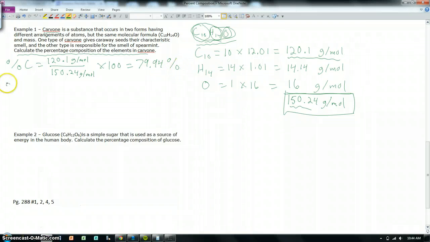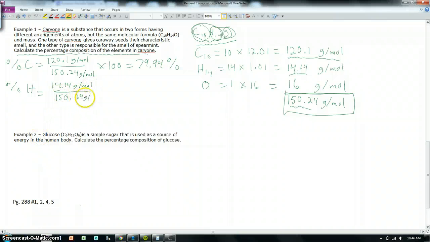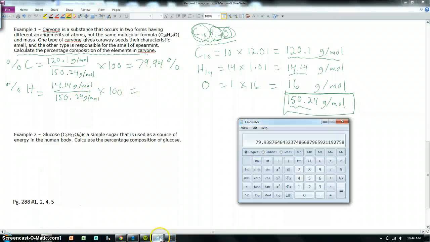Okay? Percent of hydrogen. Do the same thing. We're going to take our 14.14 and divide it by 150.24 times 100. So 14.14 divided by 150.24, we get 9.41%.